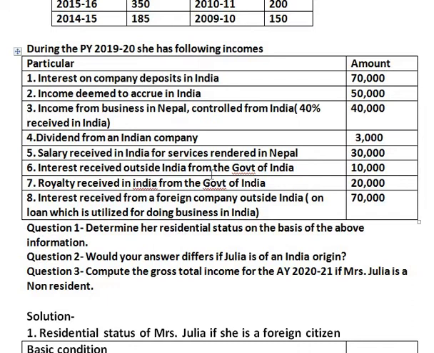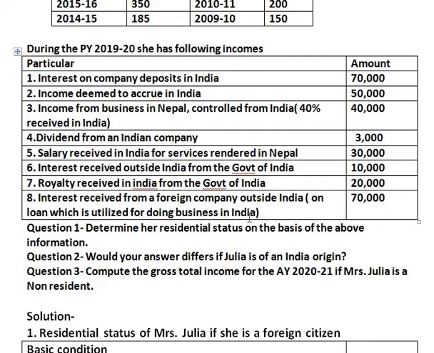Interest received outside India from the government of India, 10,000. Royalty received in India from the government of India, 20,000. Interest received from a foreign company outside India on a loan which is utilized for doing business in India, rupees 70,000.